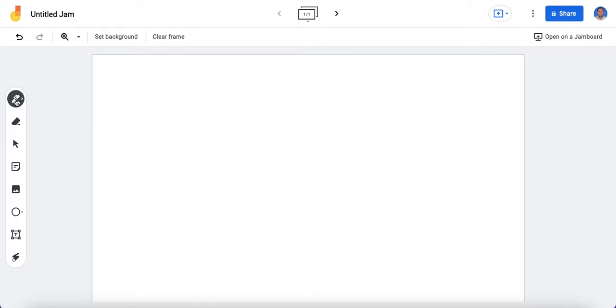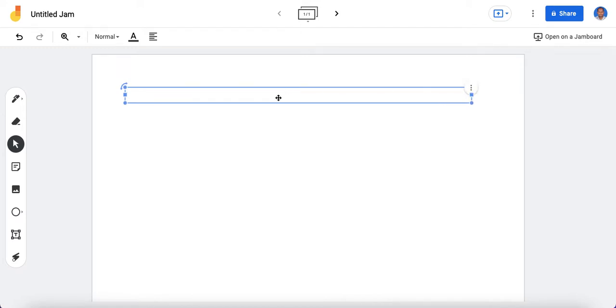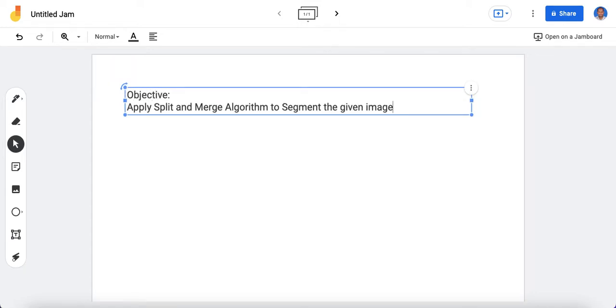Hello everyone. In this session, we are going to discuss image segmentation using the split and merge algorithm. Right. So let us start our session with an objective. The objective of this session is that, at the end of it, you will be able to apply the split and merge algorithm to segment the given image.